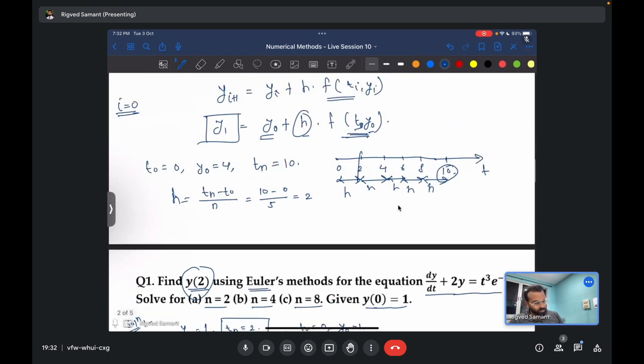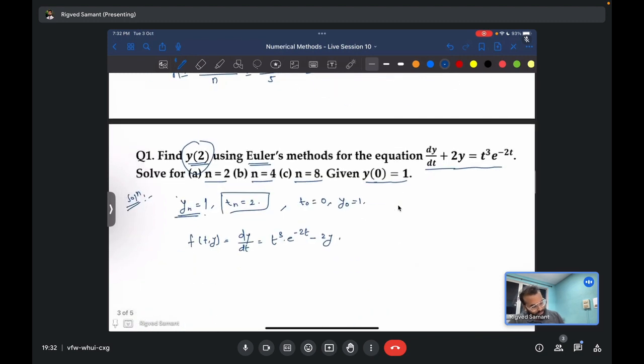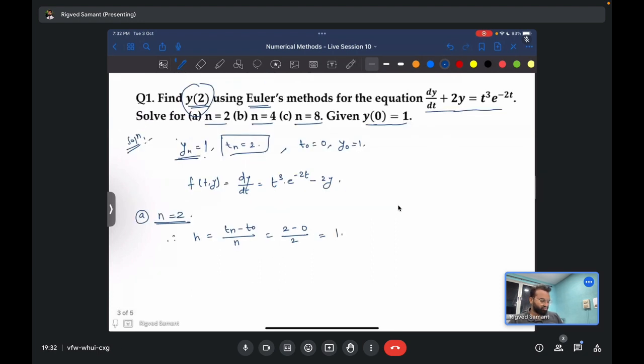Alright. Now you know f of t comma y, you know y0 and all those. So what you want is h. So what is n? n is equal to 2, right? Therefore h is equal to (tn minus t0) divided by n. tn is 2, t0 is 0, divided by n, which is 2. So h is equal to 1. Therefore t1 is equal to t0 plus h, that is 1. Therefore t2 is equal to t1 plus h, that is 2.